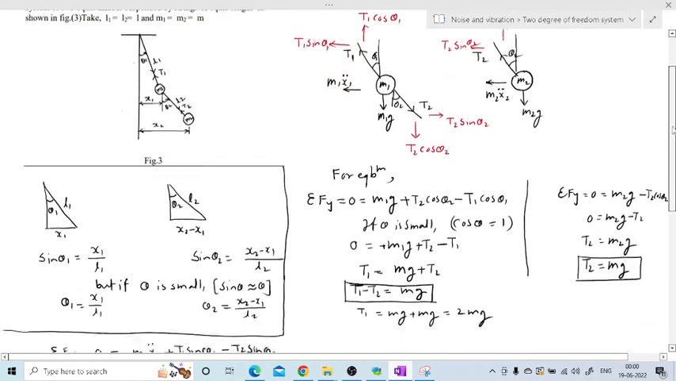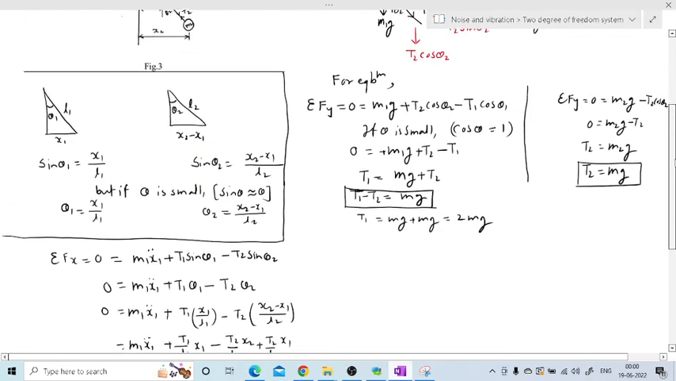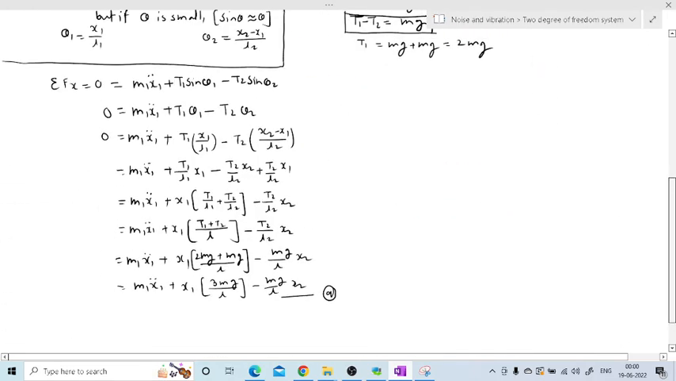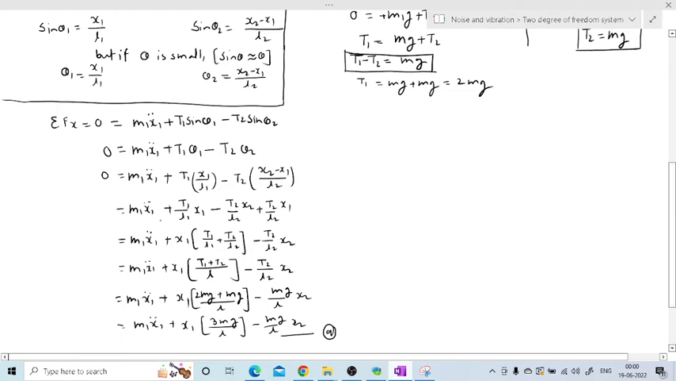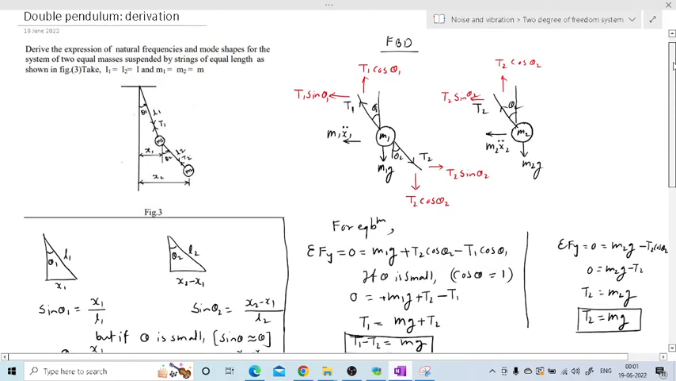Similarly, I am going to repeat for mass 2. Here I'll write, see, I started this relation from here, we have transferred to here. Now here again I am going to continue from this one for mass 2. So for mass 2, write down the summation fx. So what will be the summation fx?